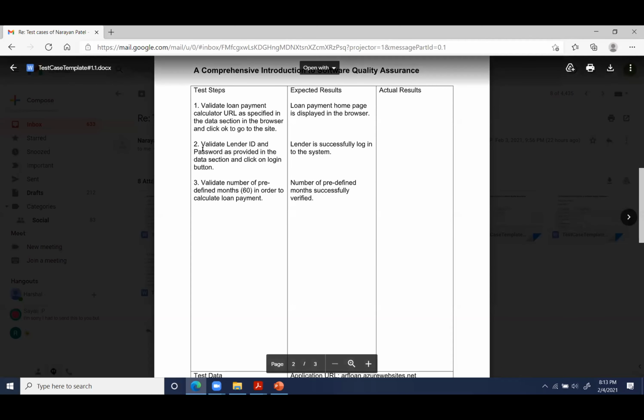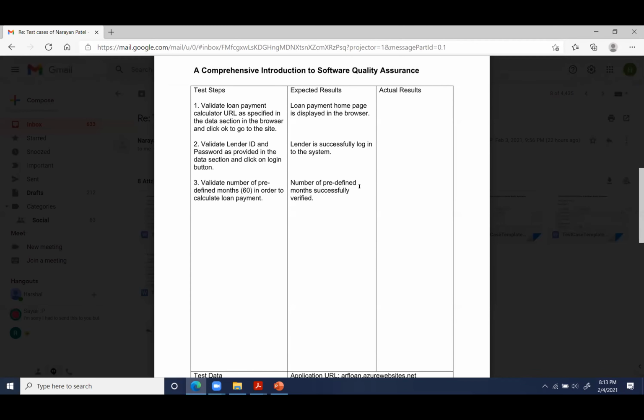Wait, who is doing the work here? You are saying the lender will calculate the loan payment. Is that the job of the lender? The lender is the person who approves or calculates the payment. Is it a lender's job? Oh, sorry. Yeah, dealer, sorry. Okay, all right. So make sure you correct your test case. Yes.